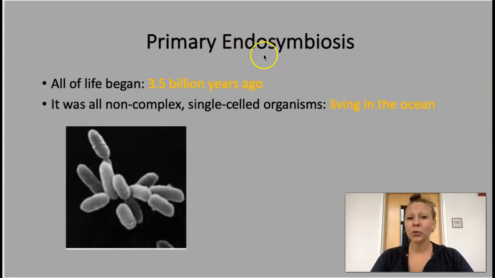There are two historical famous endosymbiotic relationships that we're going to talk about today that changed life on Earth dramatically. All of life began, we suspect, about 3.5 billion years ago. At that time, it was non-complex. It was simple: single-celled organisms living in the ocean. They were all prokaryotic cells living in the ocean.